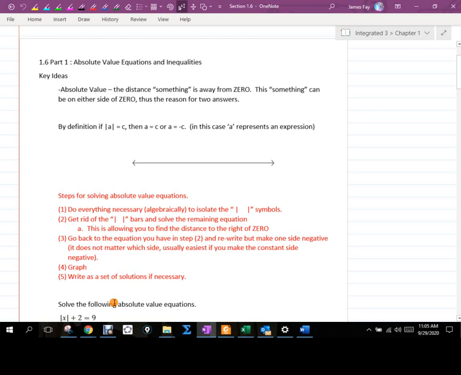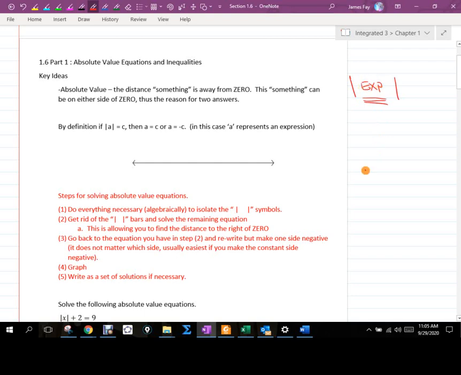All right, so 1/6. Okay, there's going to be two sections to this. Talking about absolute value. You guys know what absolute value is? Okay, so absolute value is going to be the symbol that we use, these two vertical bars. And then we're going to put some algebraic expression that goes inside here.